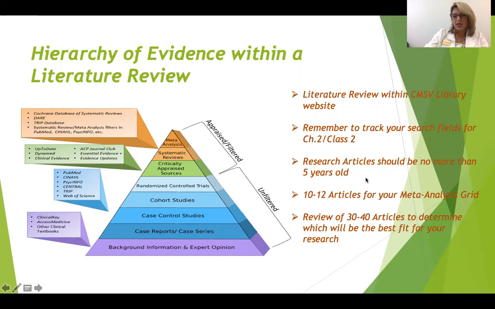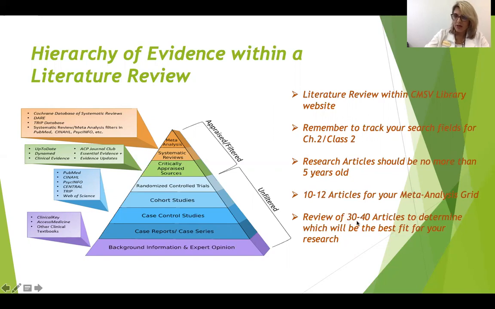In general, to develop your meta-analysis grid, you will need 10 to 12 articles. However, keep in mind that you're probably going to be reviewing at least 30 to 40 articles before you find and narrow it down to the 10 to 12, all right? It's going to take you a while to do this, so start it now, okay?